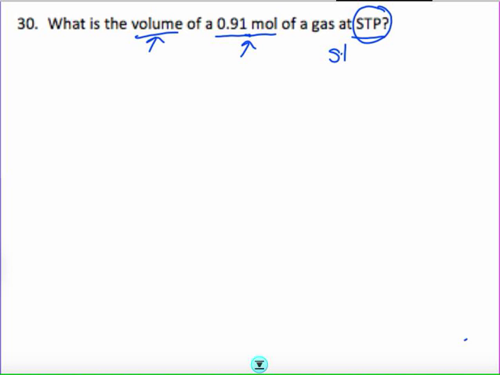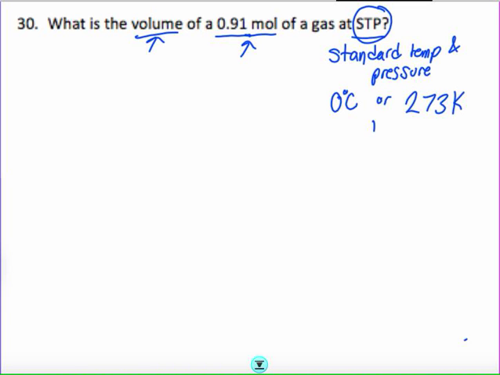STP is standard temperature and pressure. This is something you need to memorize the values of. Standard temp is 0 degrees Celsius or 273 Kelvin, and standard pressure is 1 atmosphere. So by saying at STP, it's giving you the temperature and the pressure. It's only talking about one sample, so this is going to be a PV = nRT problem.